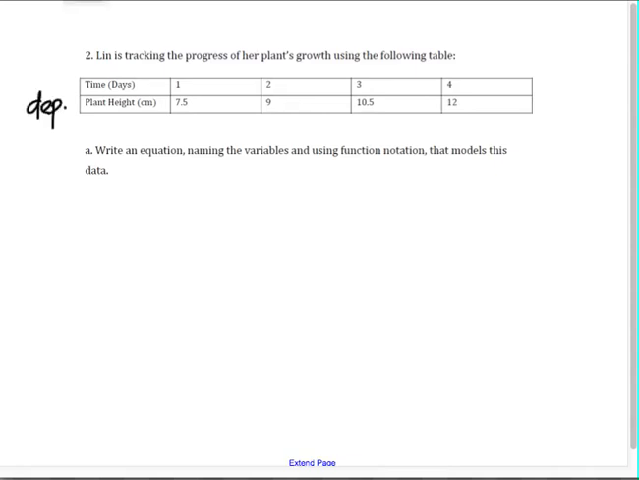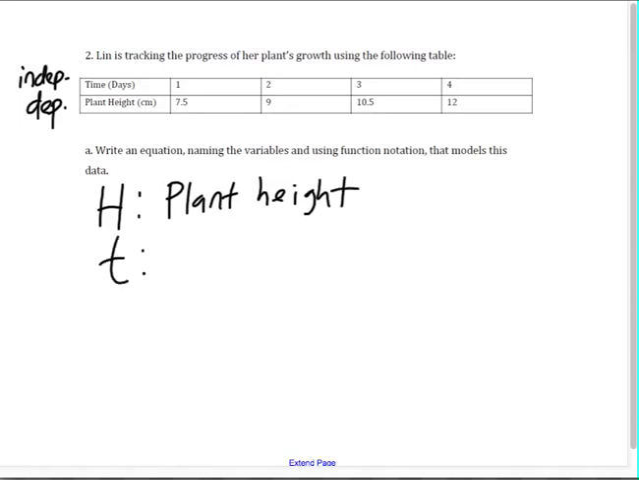I just noticed that Mr. Patterson always puts the dependent variable underneath the independent variable. Interesting to note. Okay, so I'm going to say that H is the plant height, and I'm going to call T the time. Therefore, my equation is now developed by finding the slope and the initial value.